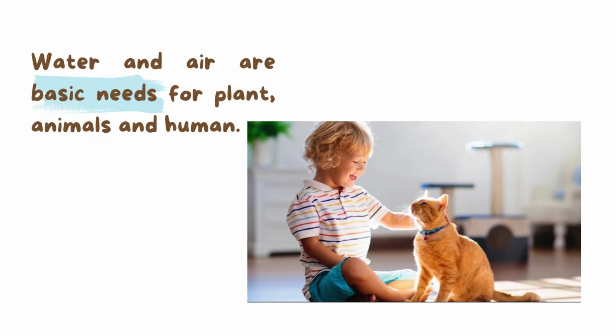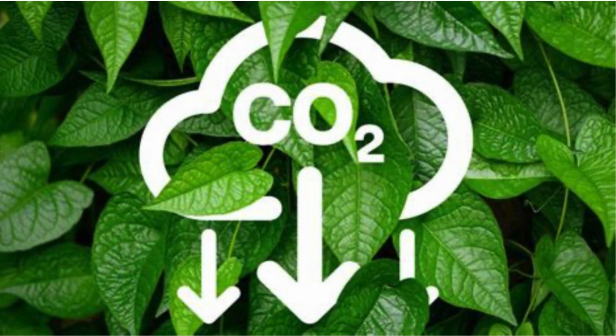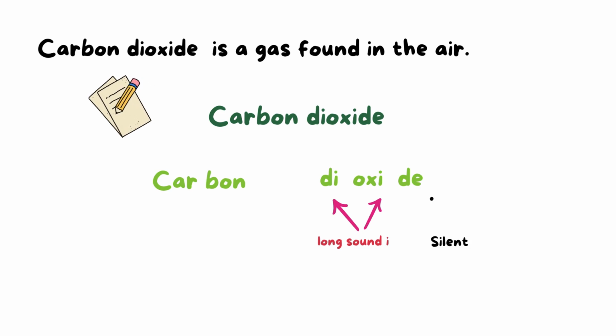We know that water and air are basic needs for the plants, animals, and human. But here you must know that the plant needs the carbon dioxide from the air. Carbon dioxide is one of the gases that is found in the air.